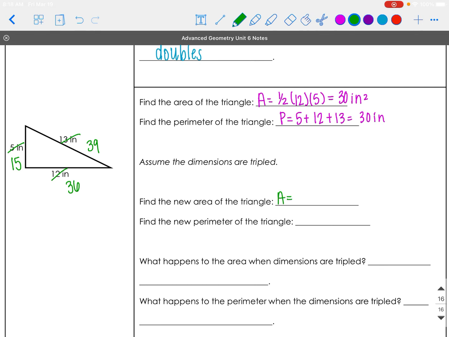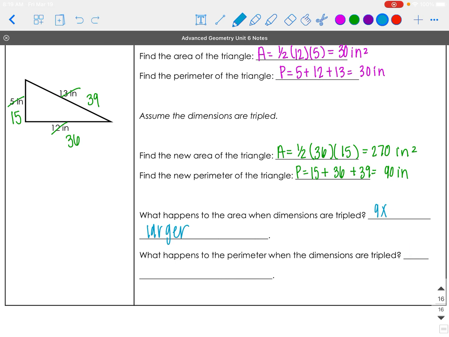Now the new area: half times base times height, and we get 270 inches squared. And the perimeter, 15 plus 36 plus 39, is 90 inches. So what happens to the area if it's tripled? The area gets 9 times larger. And the perimeter triples. It gets 3 times larger.